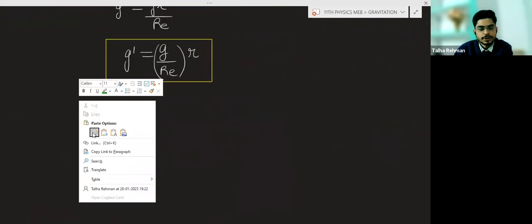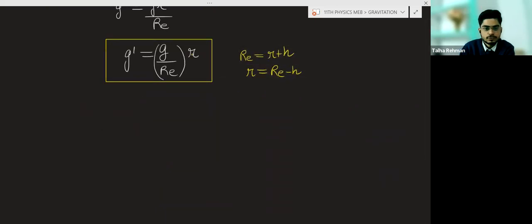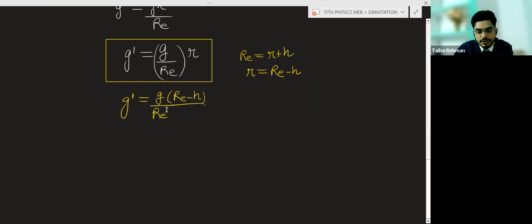So put this value here in this equation. So you will get g dash is equal to g divided by re, and this small r can be written as radius of the earth minus h. Now this is very easy. We will divide this with this re.